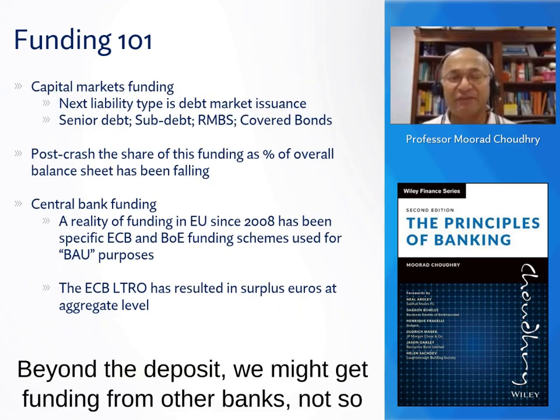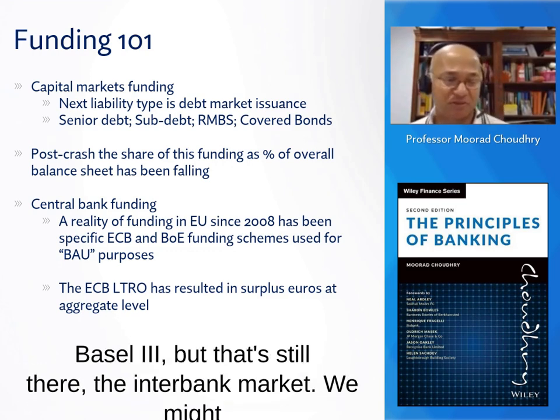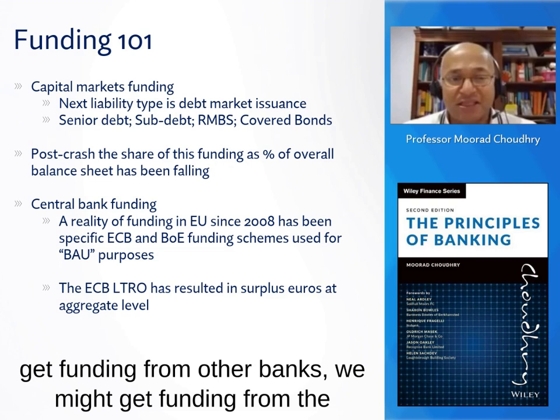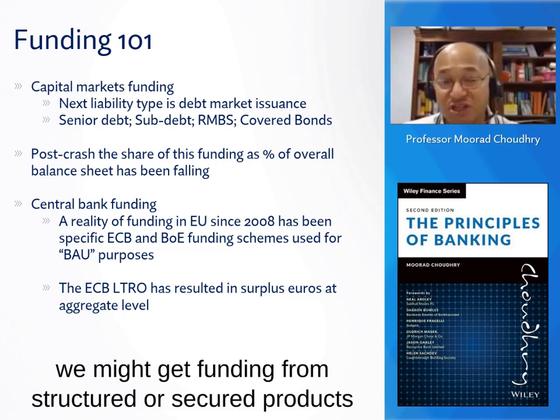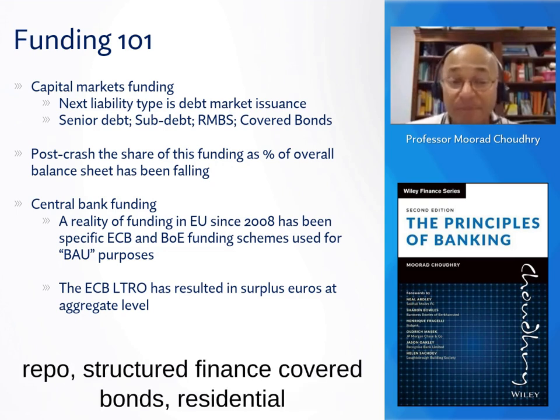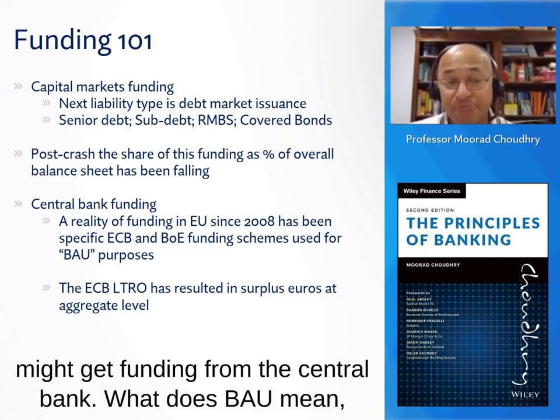Beyond the deposit, we might get funding from other banks. Not so much a common thing these days with the capital requirements of Basel III, but that's still there, the interbank market. We might get funding from the capital markets, shorter term, longer term. We might get funding from structured or secured products: repo, structured finance, covered bonds, residential mortgage-backed securities, so the securitization market. We might get funding from the central bank.